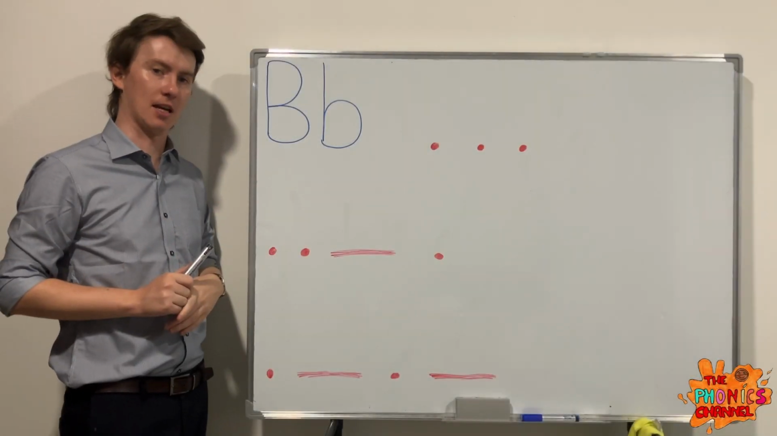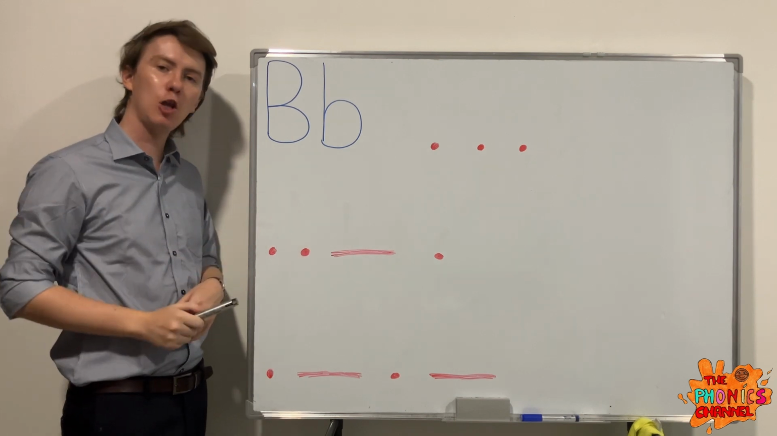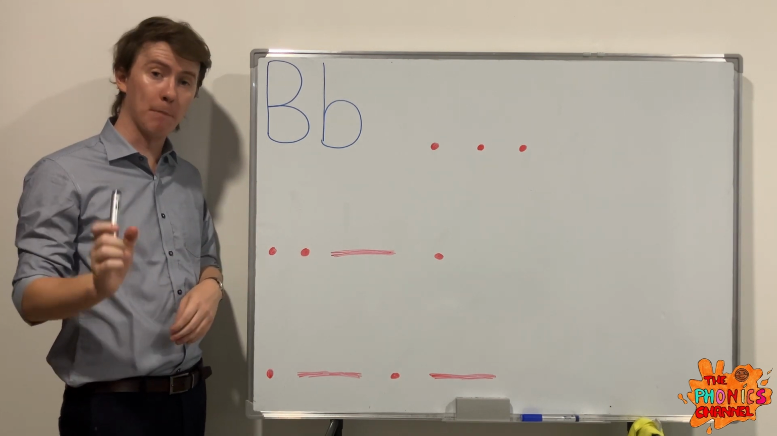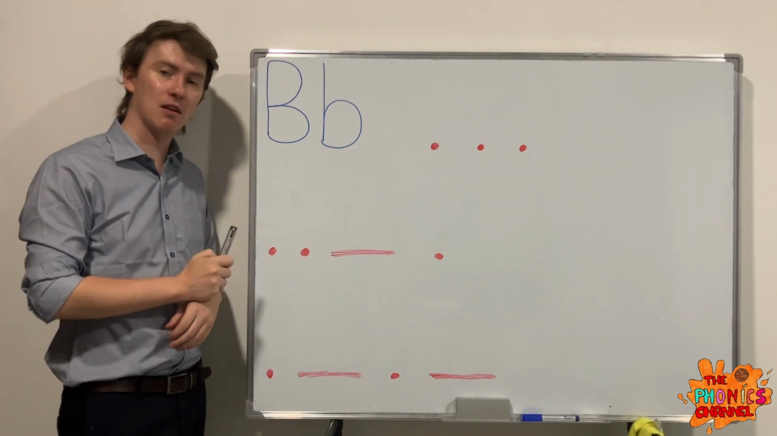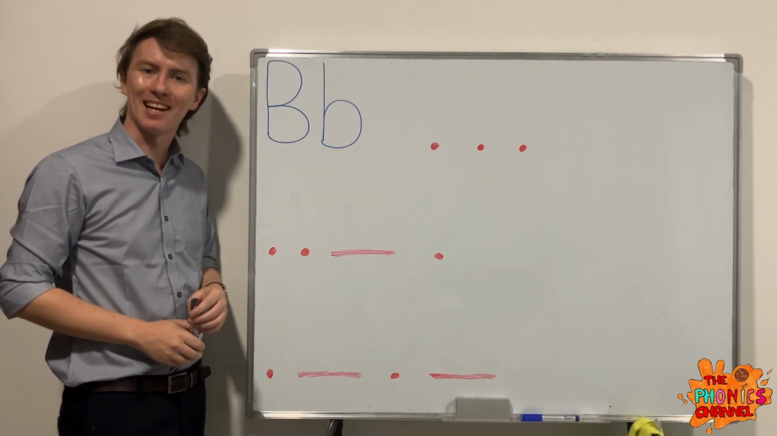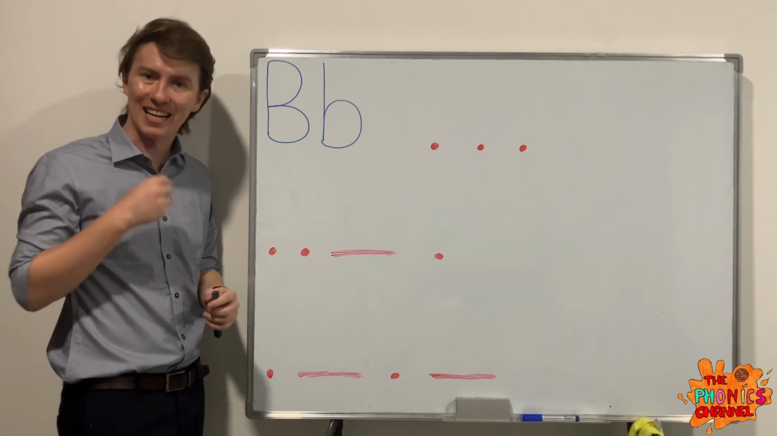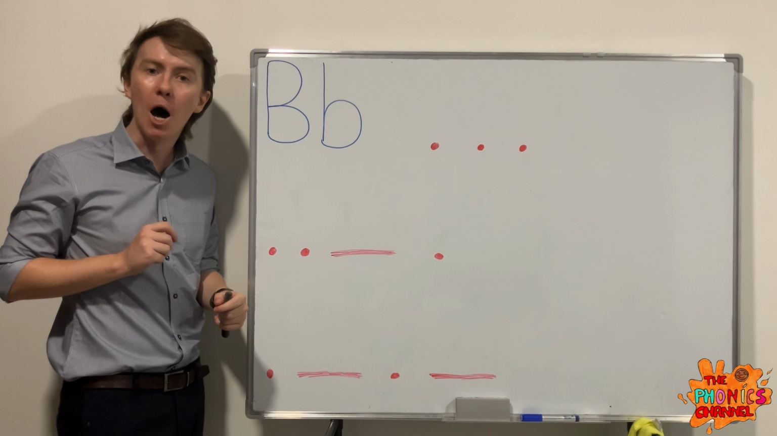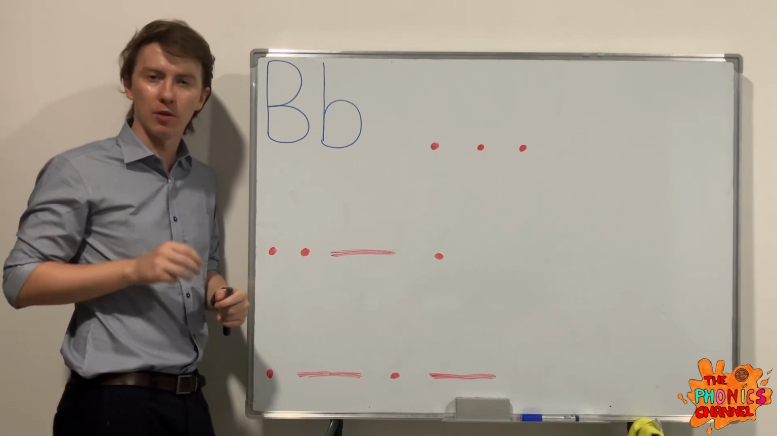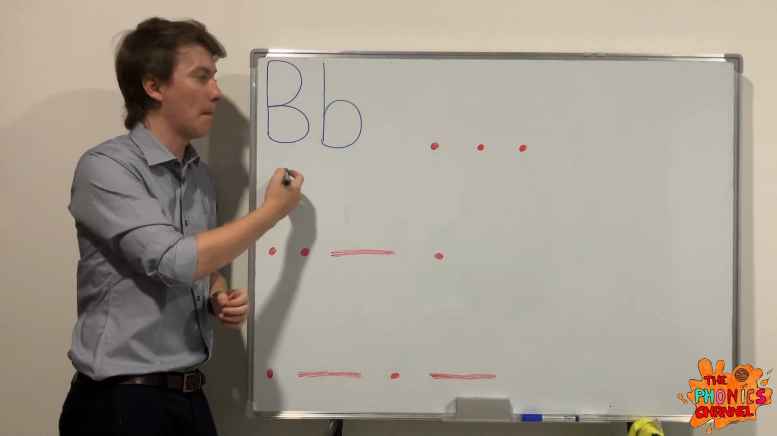The name of this sound is B, the capital B and lowercase b. The sound this letter makes is the B sound, B, B, B. Your lips start close together, B, then they open up. Make sure you're saying the sounds with me at home, please. B.